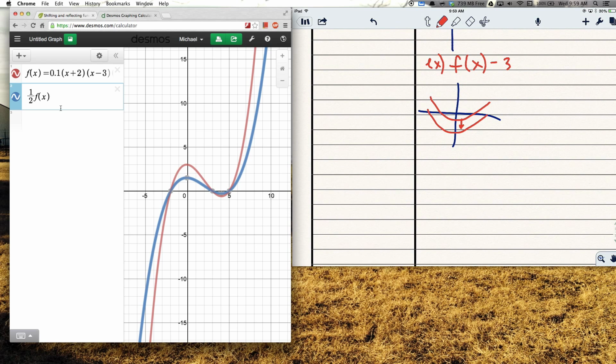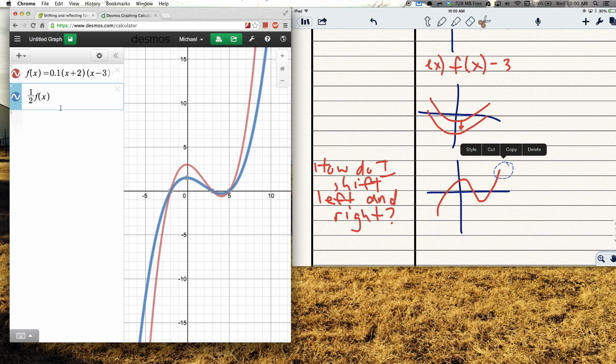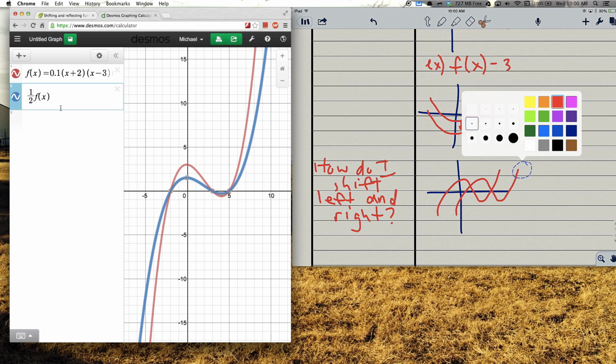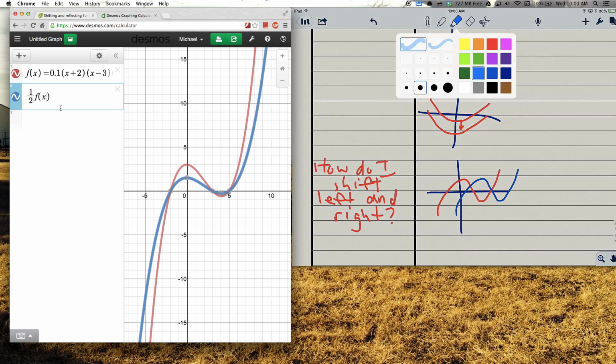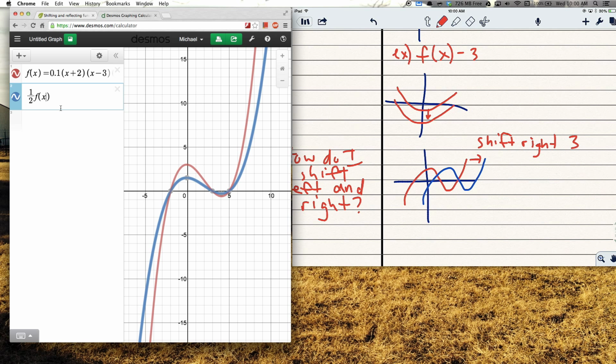All right, the last thing to think about is how do I shift left and right? And this is maybe the hardest one to think about. What I'm talking about is I want to take this function, take that exact function, and shift it to the right. I'm going to make a note here, shift right by 3. And the question is, how do you do that?